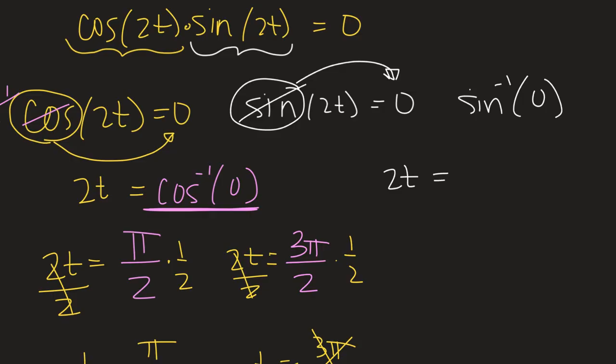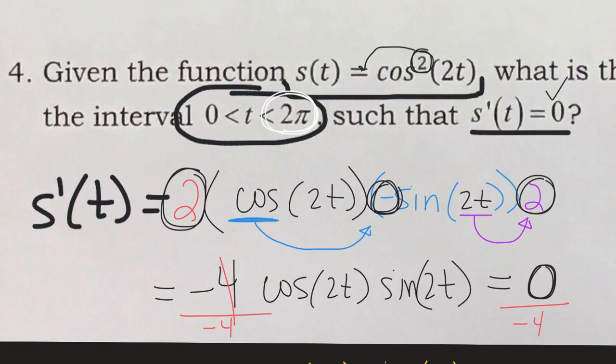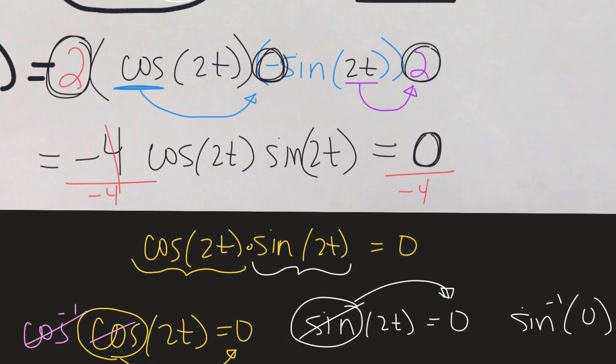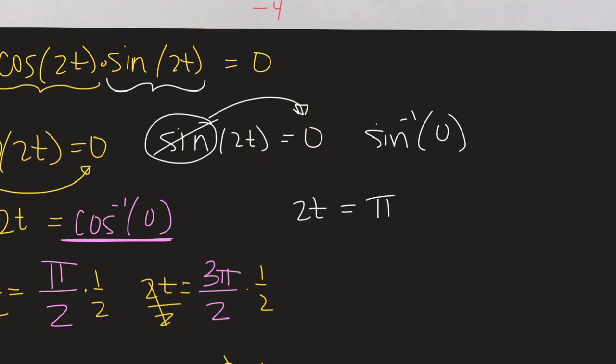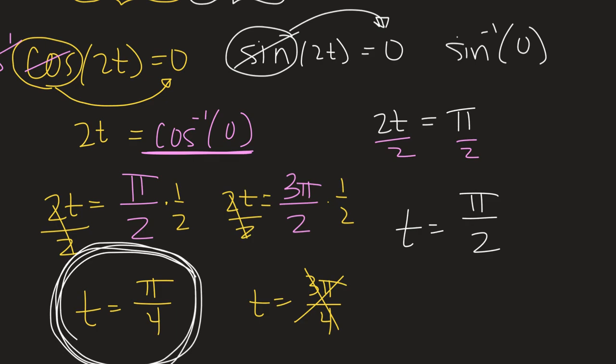Okay, so what are the angles on our unit circle where sine is 0? At 2 pi and at pi. But it says up here that 2 pi is not included in our answer. So the only place is going to be pi. Okay, so dividing both sides by 2, t equals pi over 2. Now, which of these two answers, pi over 2 or pi over 4, comes first on your unit circle? The answer is pi over 4. It has a larger denominator, which means it's a smaller angle.